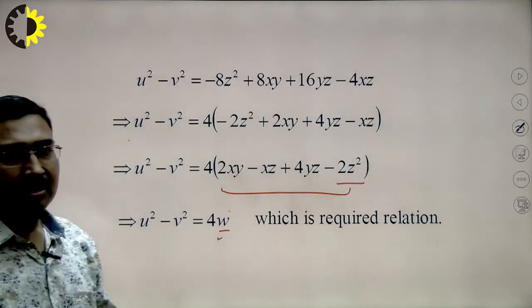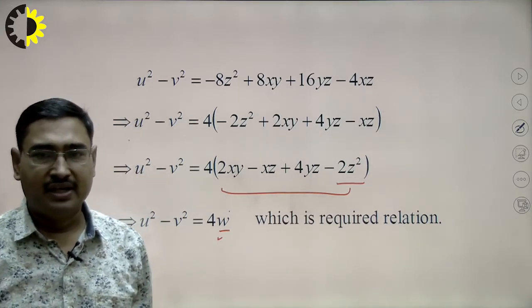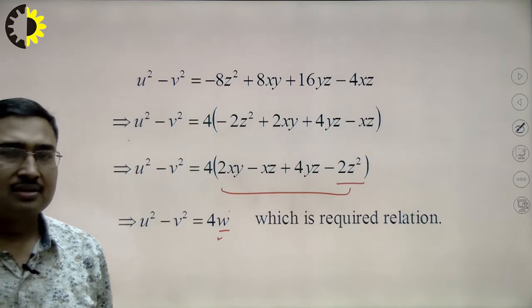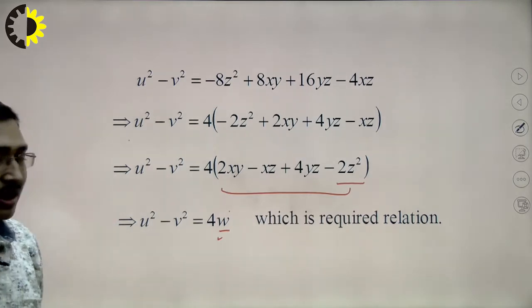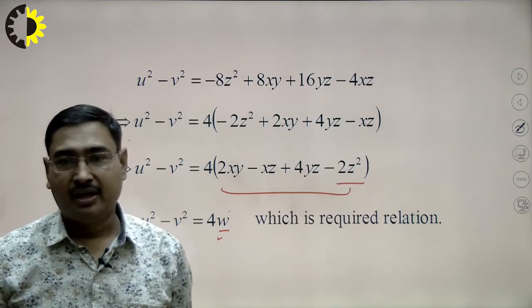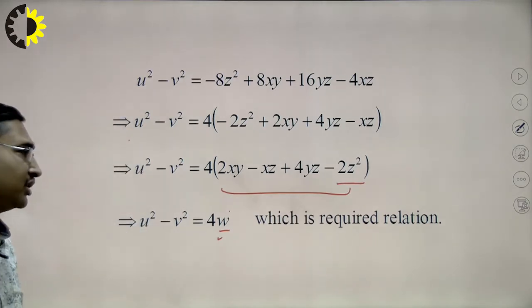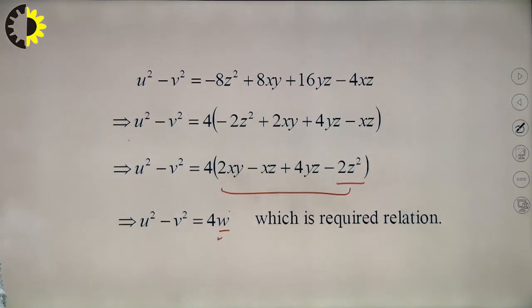We were given u, v and w as functions of x, y and z. We were given two tasks. The first task is to examine whether u, v and w are functionally dependent, and another task was to find the relation among them if they are dependent.